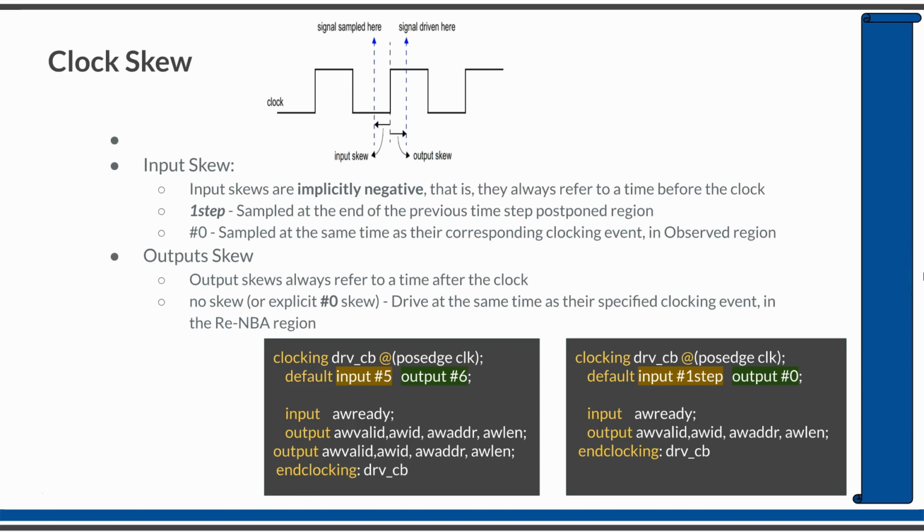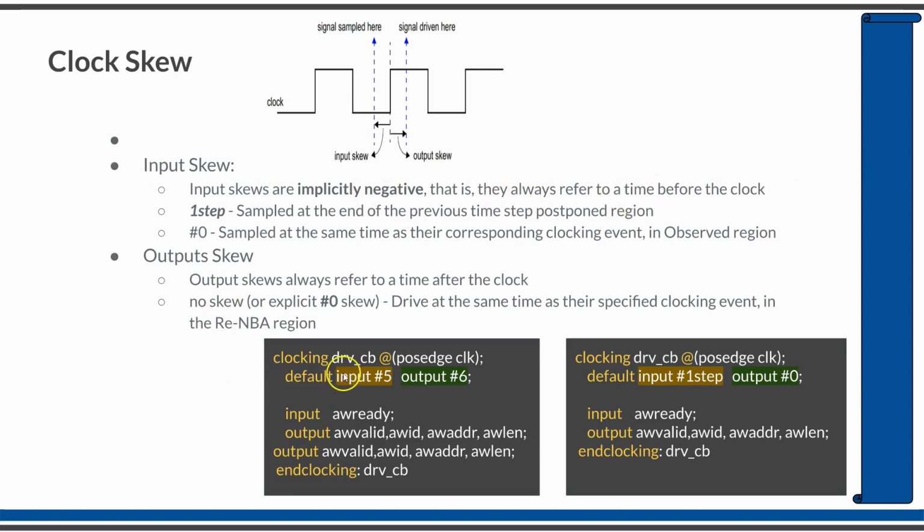Next, we will see how to specify clock skews. Here the skew means it's a skew in the simulation, and it is not the actual clock skew with respect to a hardware signal. So this is purely in terms of a simulation event. The input skew is the time before the clocking event when the signal is sampled, and the output skew is the time after the clocking event when the signal is driven. Input skews are implicitly negative, that is, they are always referred to a time before the clock.